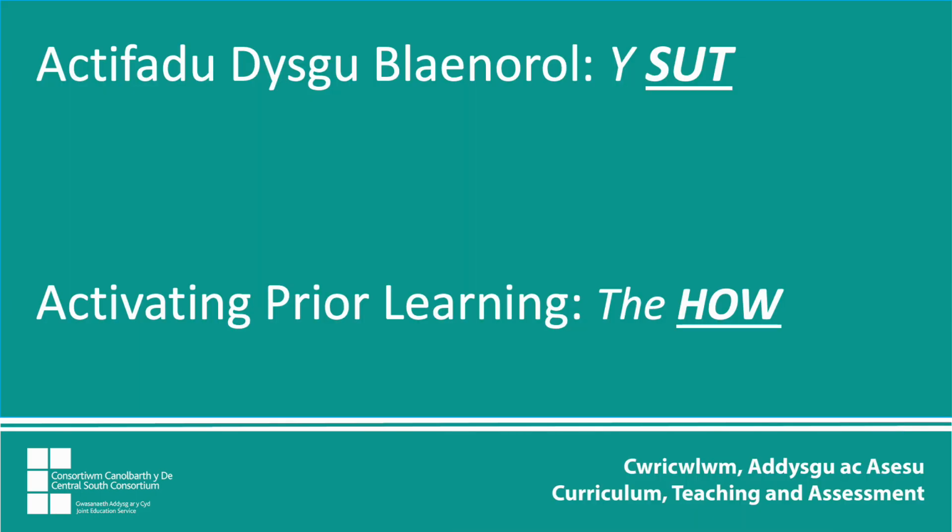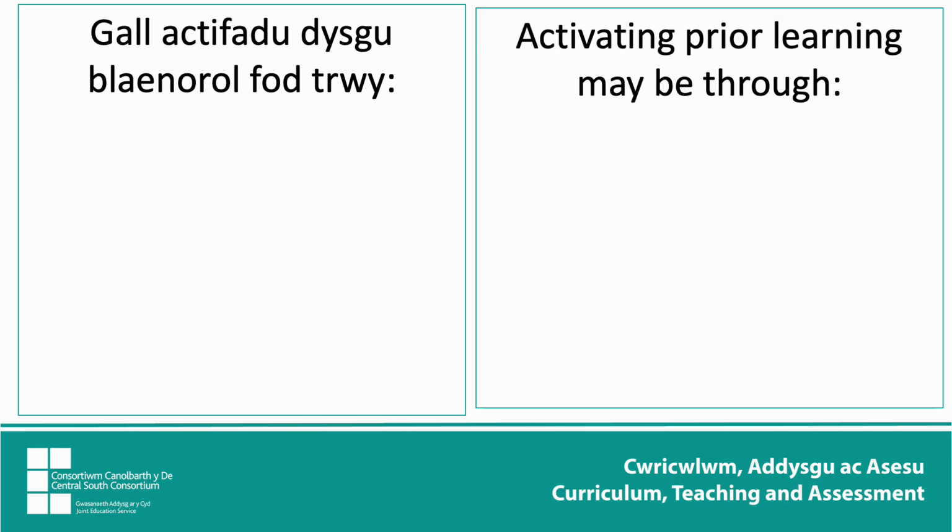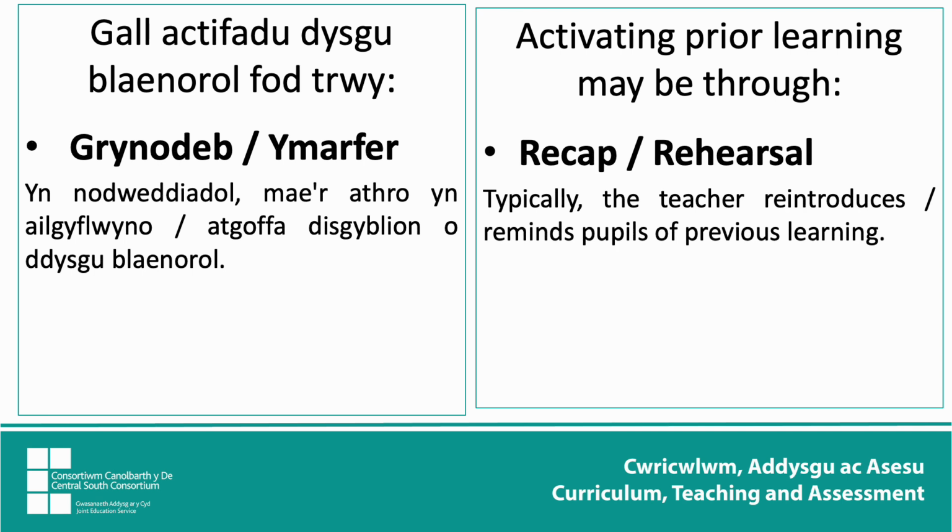Now that we have a clear understanding of why activating learning is crucial, we need to consider how we can do this. We can sort the process of activating prior learning into 2 broad categories. These are recap and rehearsal, and this describes a process of any prior learning being shared with students.